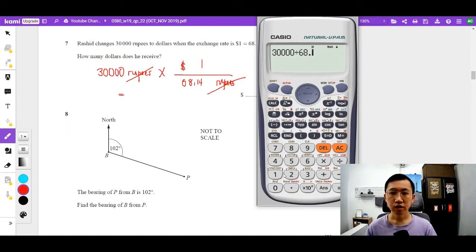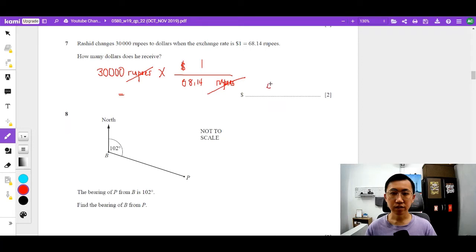68.14. 440.27. Remember, for currency, we have to take 2 decimal places, alright? So 440.27. There you go. Working 1 mark. And your final answer 1 mark. Don't forget to write this. 440.27 dollar. Okay, so working 1 mark like that. Let's go for question 8.